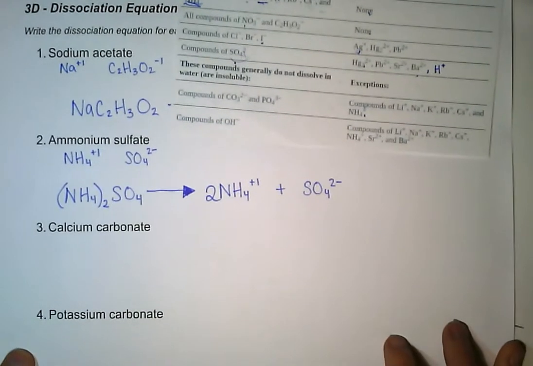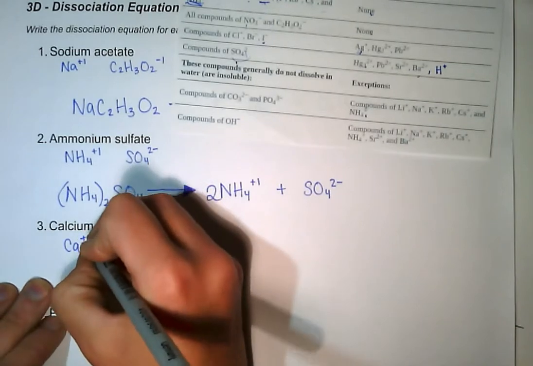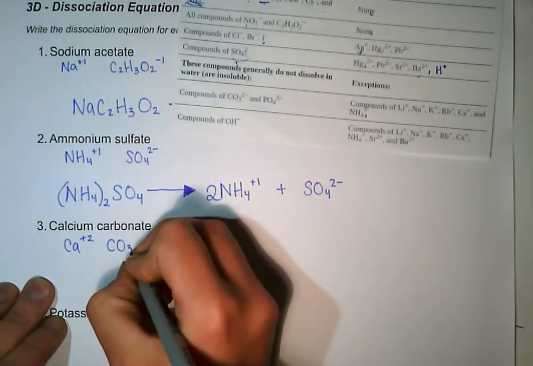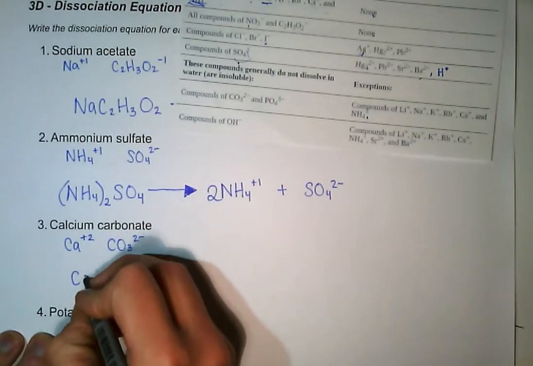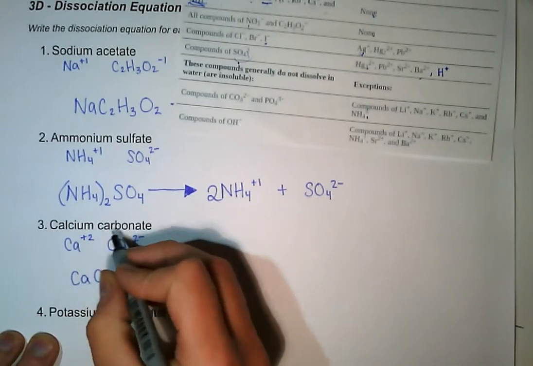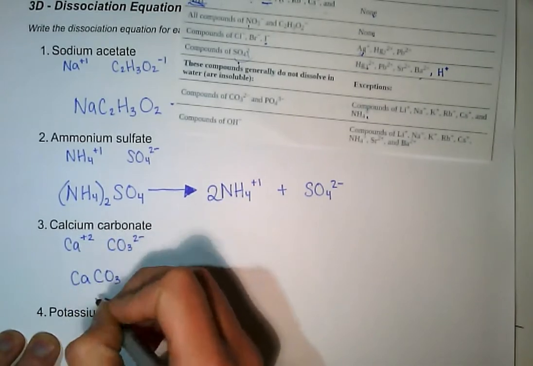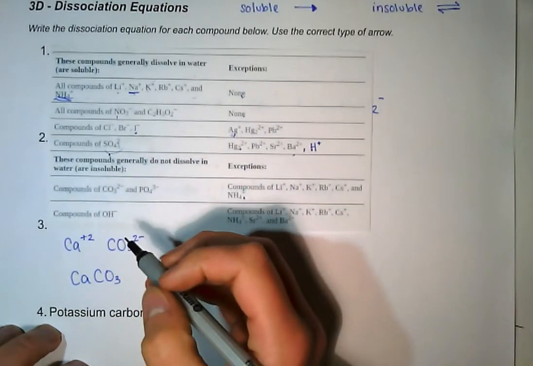Next we have calcium carbonate. We have calcium, which has a +2 charge, and carbonate, CO3, with a 2- charge. When we crisscross, we're just going to get 1 of each, Ca, CO3, because we would end up with Ca2, CO3 2, but then the 2's would cancel out. Now we need to look to see if calcium carbonate dissolves.